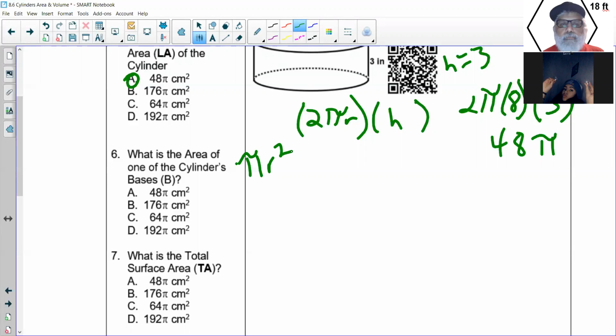Would it be 64? Yep, because the r is 8, right? So you've got to square it and you get 64 pi.